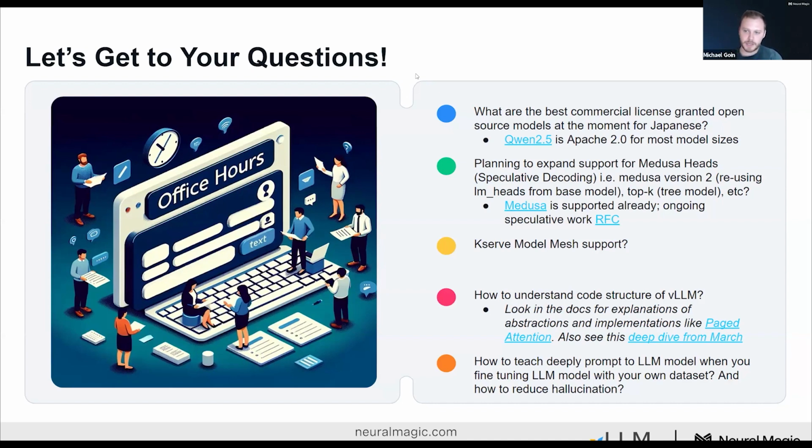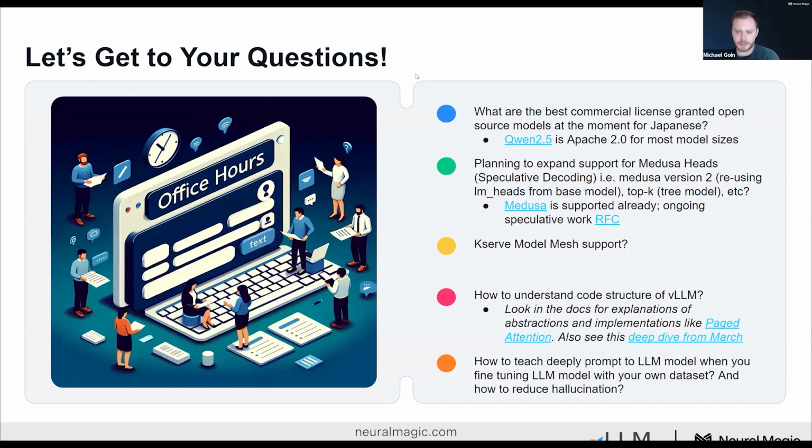Yeah, there's a question on plans to support Medusa heads for speculative decoding, Medusa version 2, and top K for tree styles of speculative decoding. So Medusa is already supported. Medusa 2, I'm not personally sure what that is exactly, but there is an RFC and a few issues open on Medusa or speculative decoding in general. So definitely put your questions and requests in there, and the people working on speculative decoding will definitely see it.